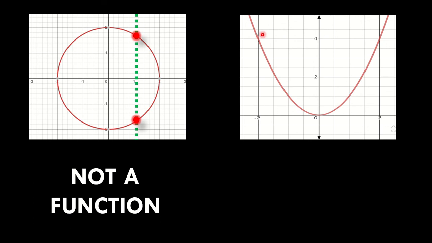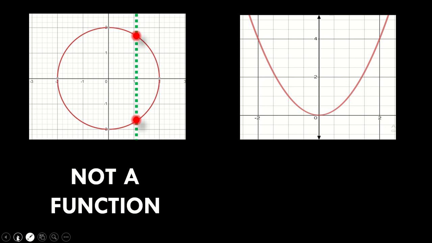Another example, let's say we have here a parabola. Let's try to use the vertical line test. As you observe, it only intersects at one point. And if you draw multiple vertical lines, you will see that there is only one point that will intersect. So if that's the case, we can say that this graph is a function.